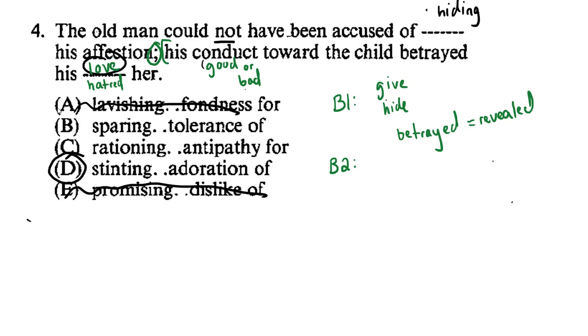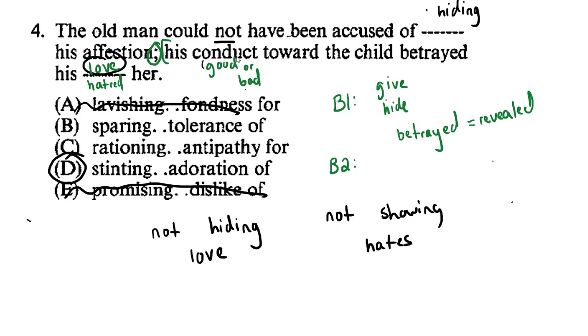You almost have a double possibility. One possibility is he's not hiding his affection, which means that he loves her. The second possibility is that he's not showing his affection, which means he hates her, all right? So lavishing would be like showing, right? So this is almost like showing right here. But this is not hate, so that doesn't work. Cross it out. Sparing means hiding, so he's not hiding. But then tolerance doesn't mean love.